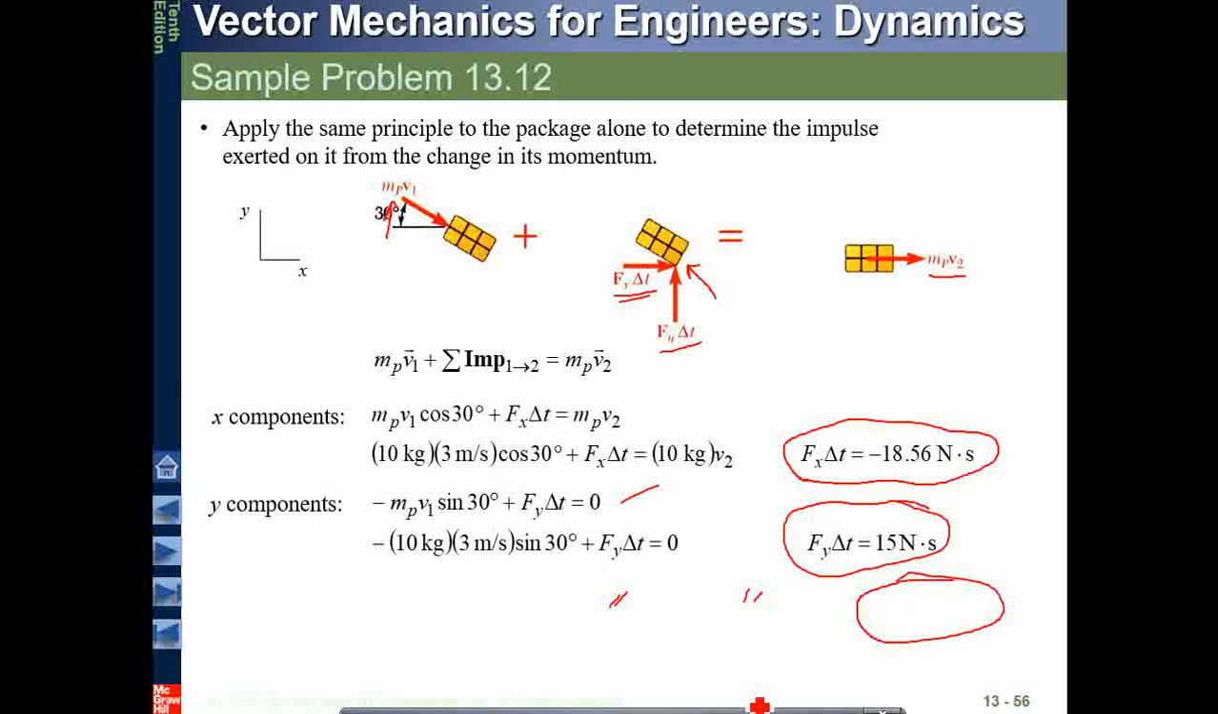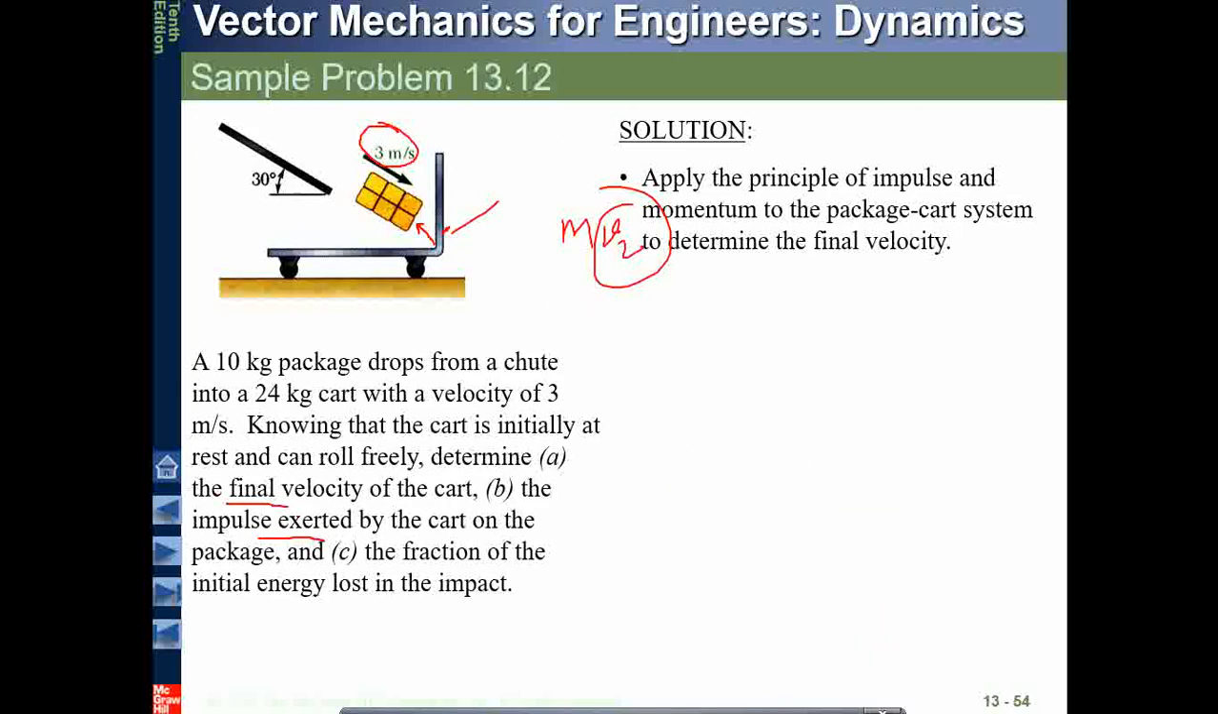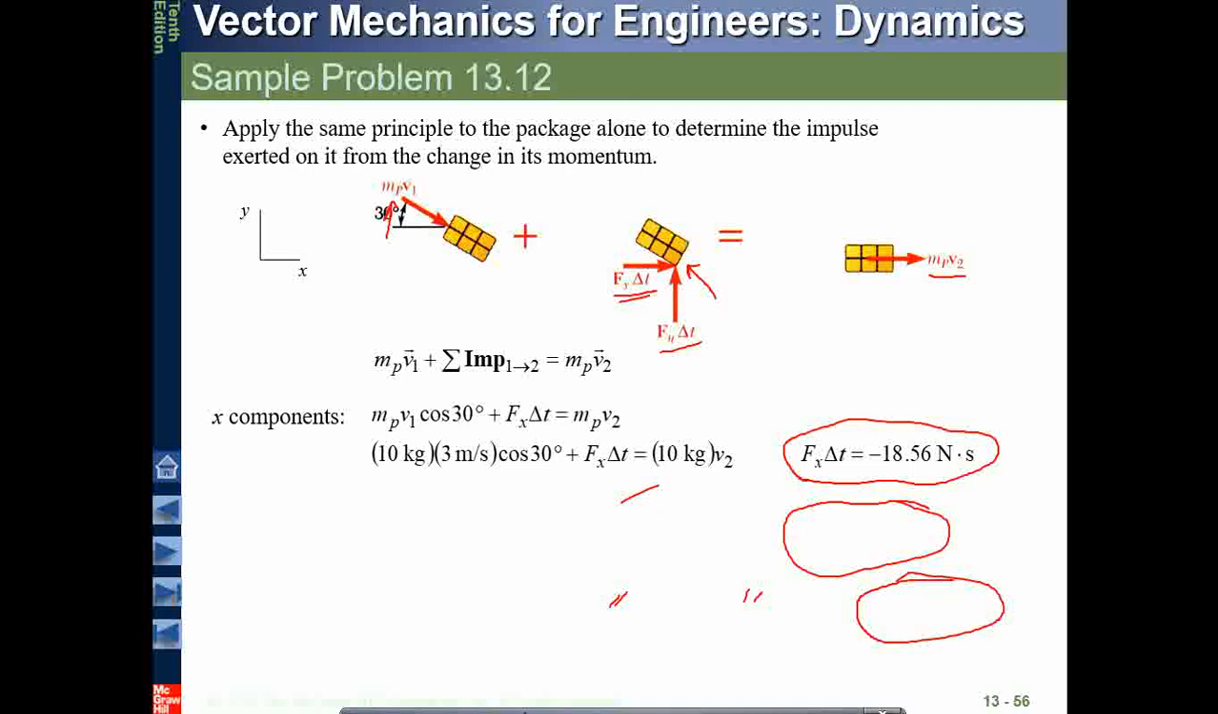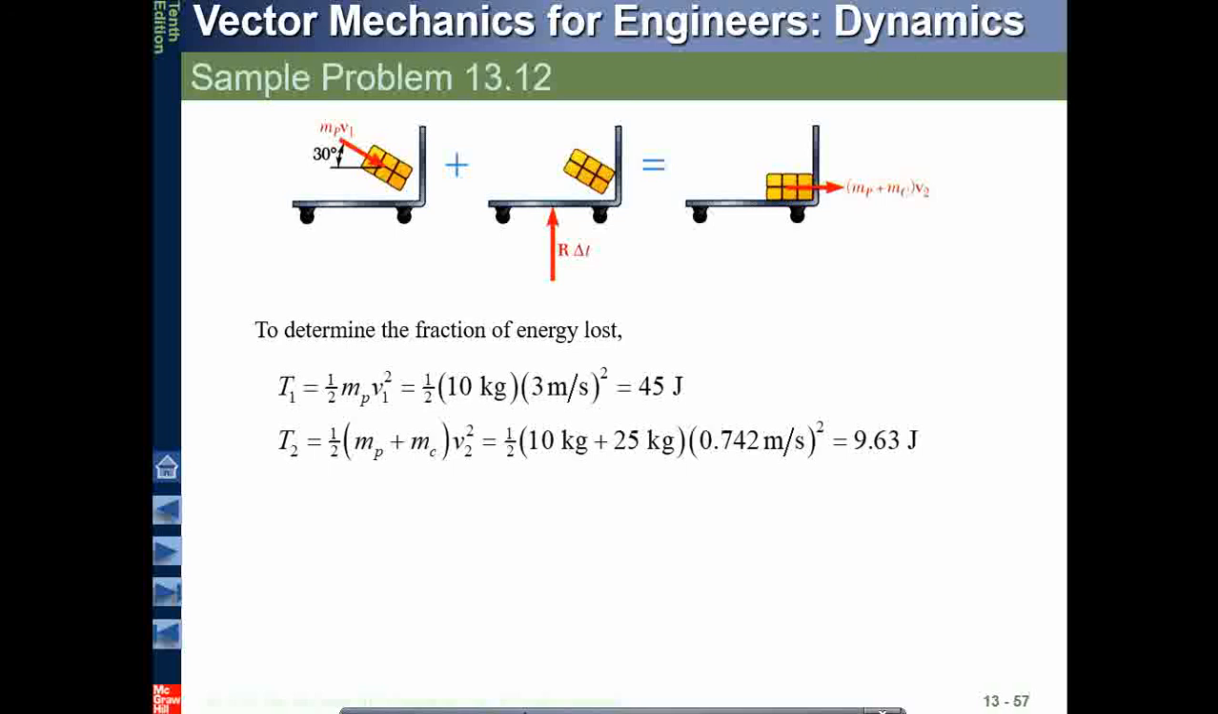So there was another thing, which was the fraction of initial energy lost in the impact. So this is the amount of energy lost. Energy is always in terms of the movement, which happened from the initial position to another position. So let's take the difference of the kinetic energies. The difference in the kinetic energies will give us the change in the energy, so the loss is calculated from there.